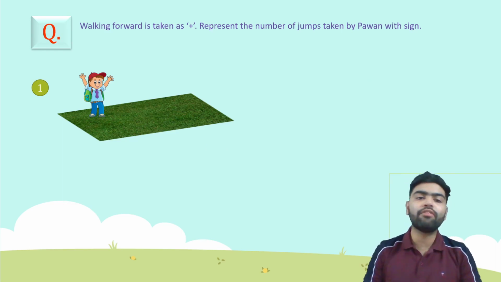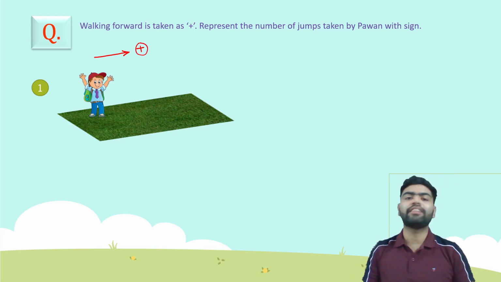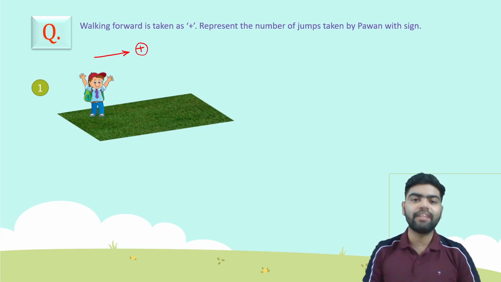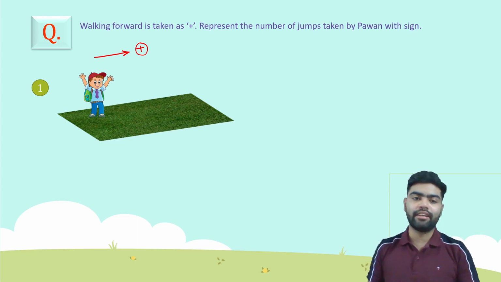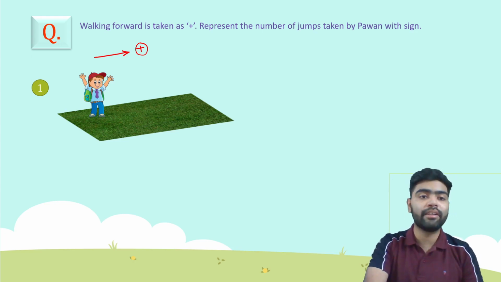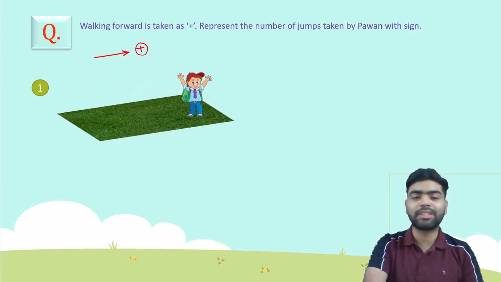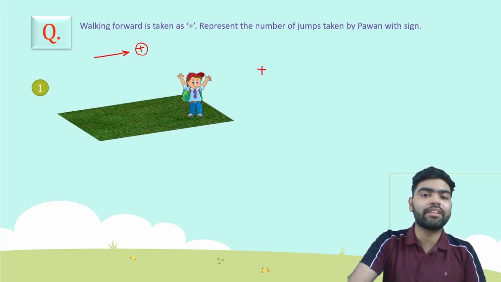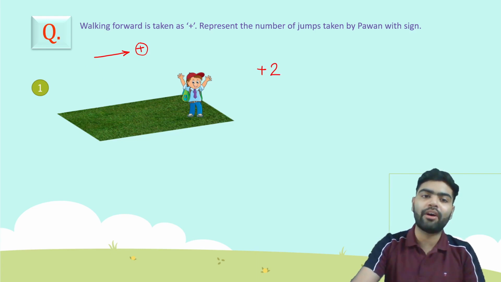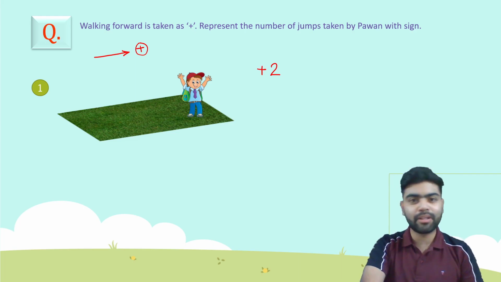Now let's say that walking forward, in this direction, is considered to be positive, or taken as plus. Then I have to represent the number of jumps which are taken by Pawan with the help of a sign. Let's see how many jumps Pawan is taking. There you go, and there you go. So there are 2 steps which Pawan has taken. Clearly I can see that, right? So the number of steps will be represented with the help of sign as plus 2, because in this direction I'm going, so plus, and how many steps am I taking? 2, so it's plus 2 over here. All right, let's go to the next question now.